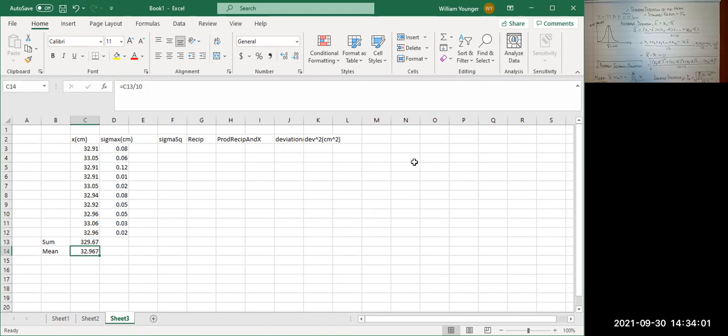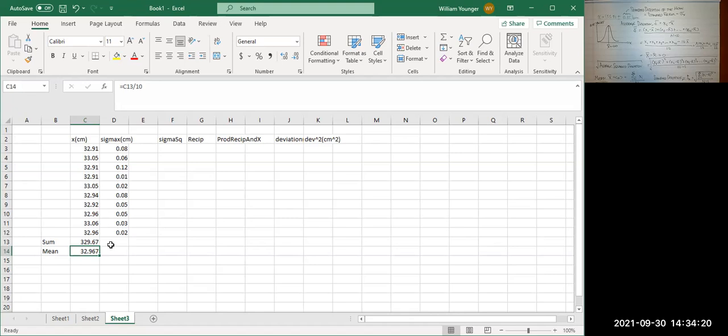Now for the regular mean, I'm just supposed to take that number and divide it by 10. And you can see, lo and behold, I took C13 and divided it by 10, and I got the mean is 32.967. So that's what our mean is if I'm not taking into account these guys.